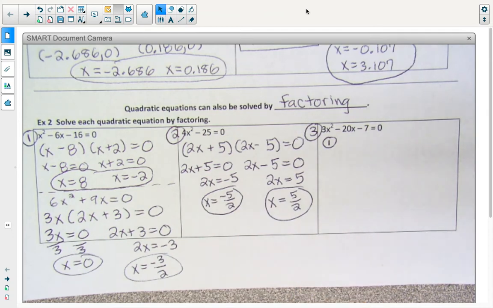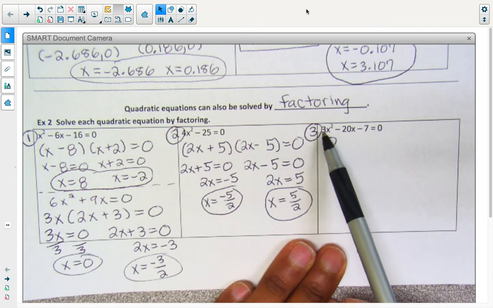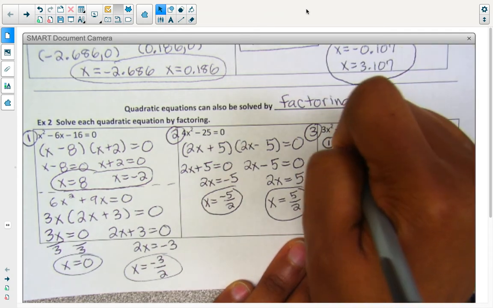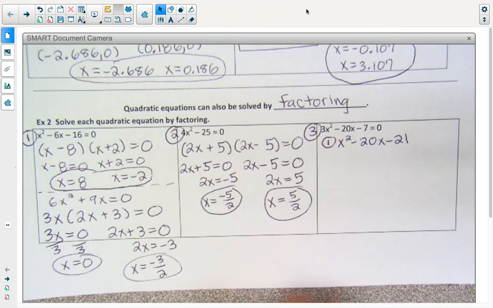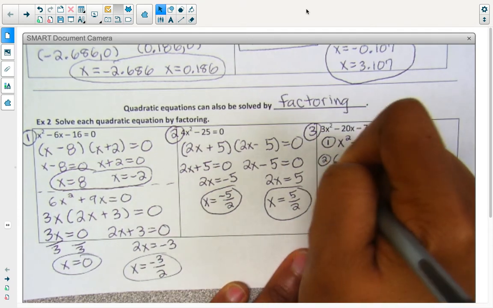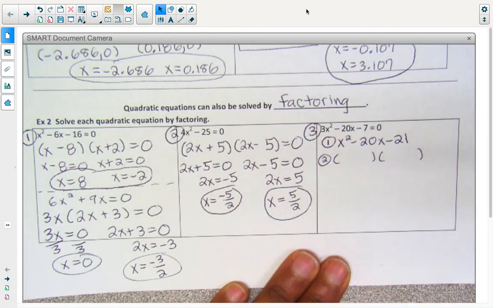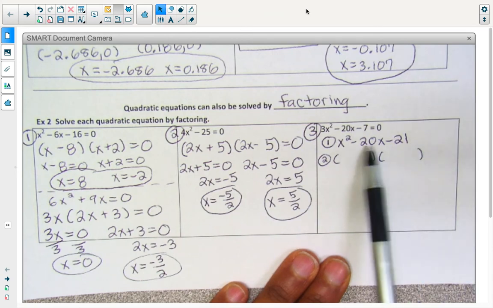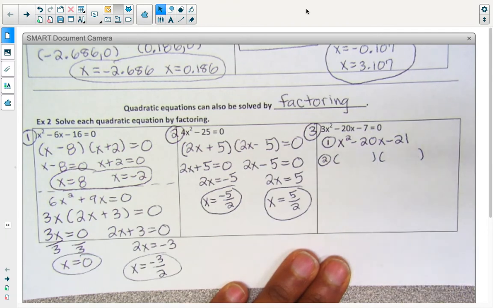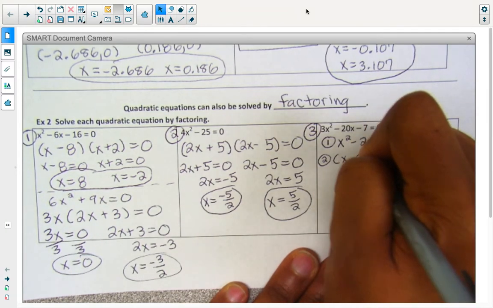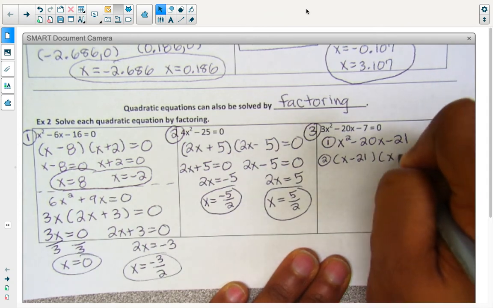Step 1 says multiply the first and the last number. So 3 times negative 7 gives me x squared minus 20x minus 21. So step 1, I multiply the first and the last number. Step 2, factor like normal. We need to think of two numbers that multiply to give me negative 21, add to give me negative 20. Those numbers are negative 21 and 1.